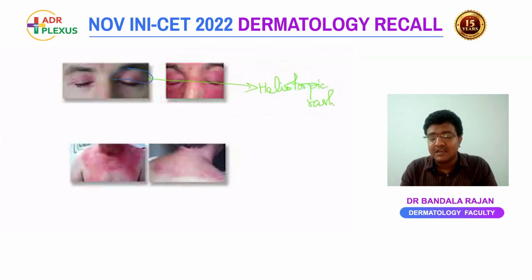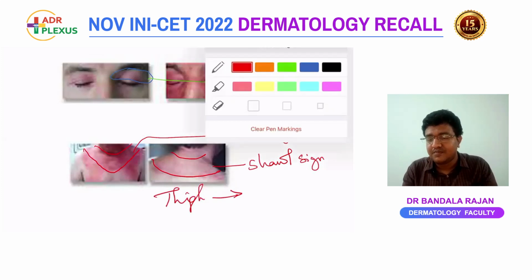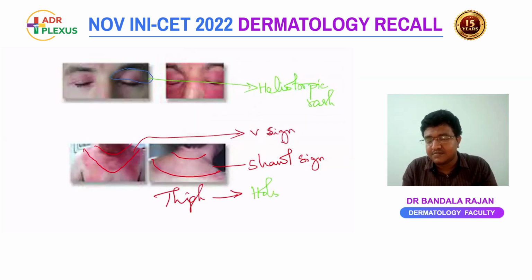Other than that, in the neck and the V area of the chest, there are erythematous macules that are known as the V sign. In the back, it is in the configuration of a shawl. This is known as the shawl sign. Sometimes the same erythema can be on the thigh. That is known as the holster sign. These are the important cutaneous signs of dermatomyositis.